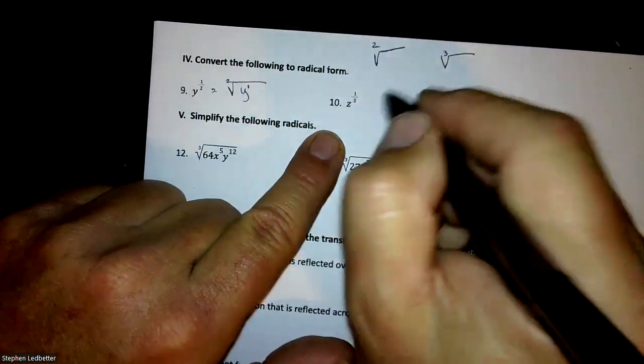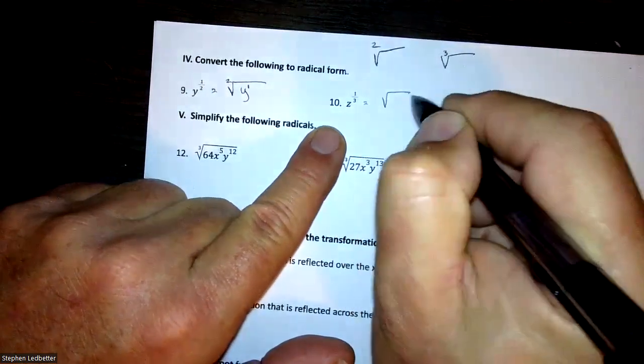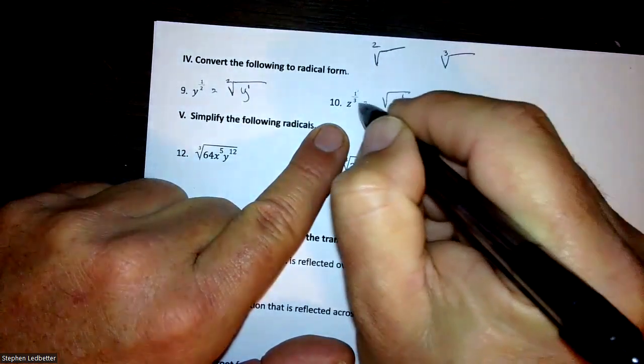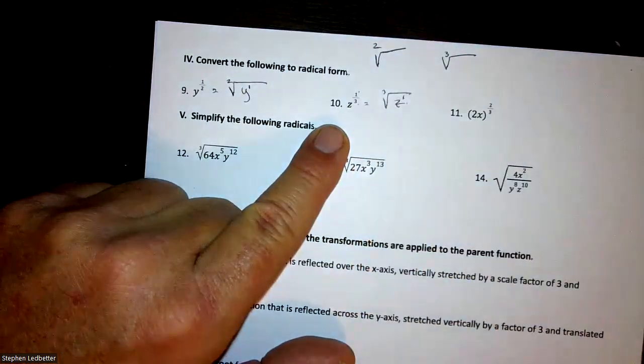All right, so let's do this one. Square root. Put the z in the middle. 1 right there because the 1 goes on there. This 3 goes in the index, which is the little 3 right there.